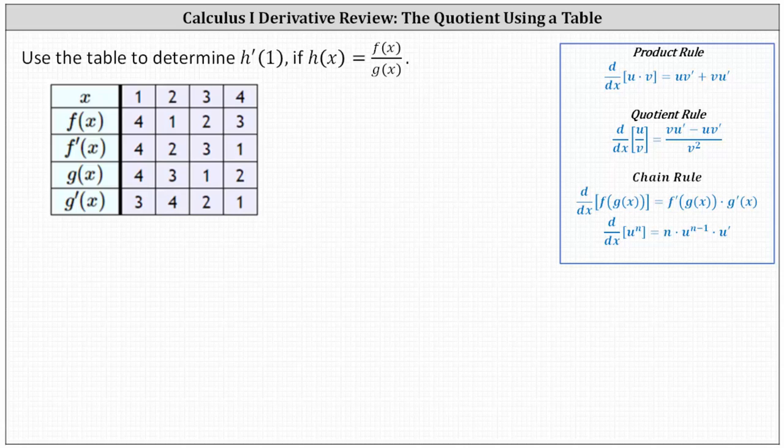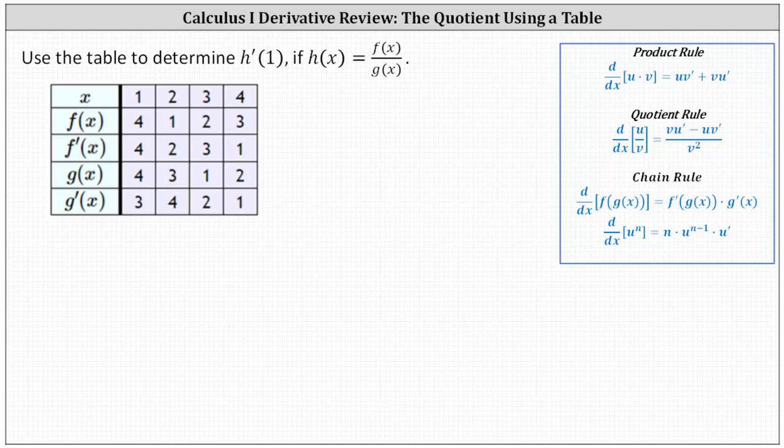We're asked to use the table to determine h prime of 1 if h of x equals f of x divided by g of x. Because h of x is a quotient of two functions of x, we need to apply the quotient rule of differentiation to determine h prime of x. Once we have h prime of x, we can then use the table to determine h prime of 1.